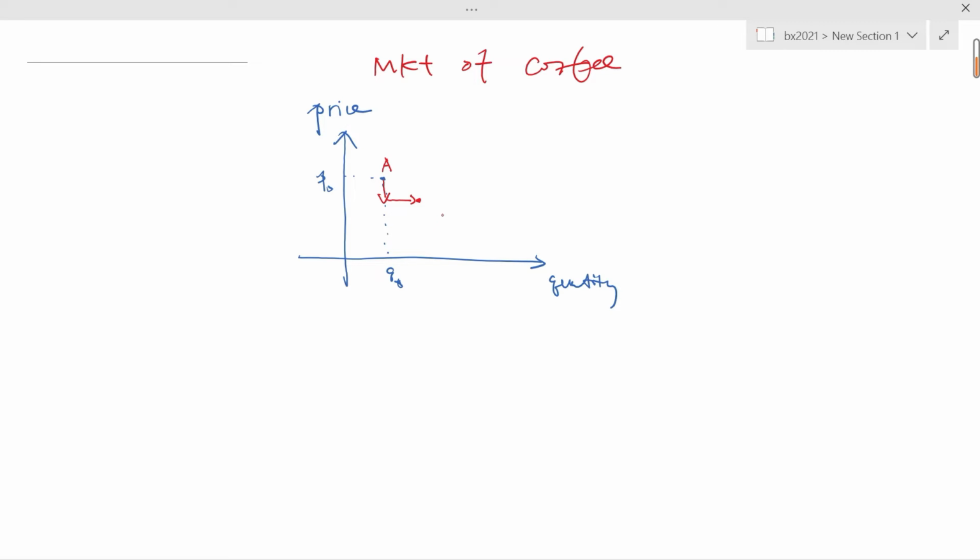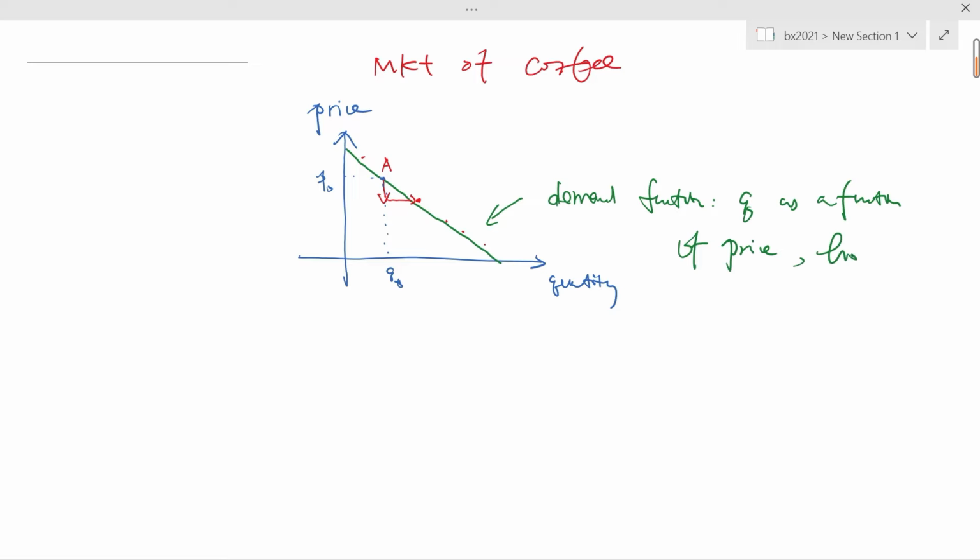If we repeat this exercise many times, we can have many points here, and link all these points together. We arrive at what we call the demand function. This links the quantity demanded to the price of the good, the price of coffee. So quantity demanded for coffee is a function of the price of coffee, holding everything else constant.